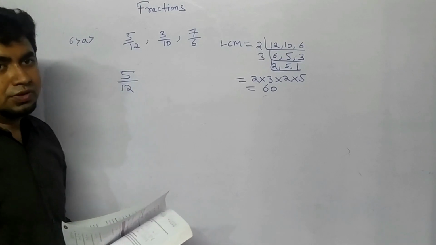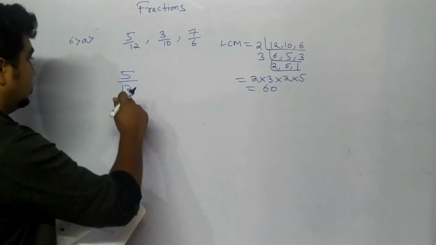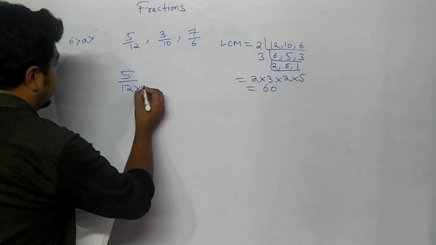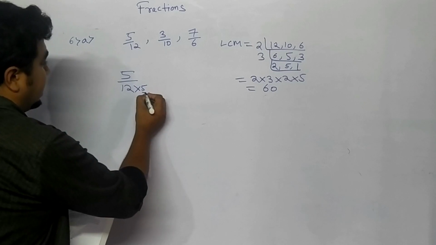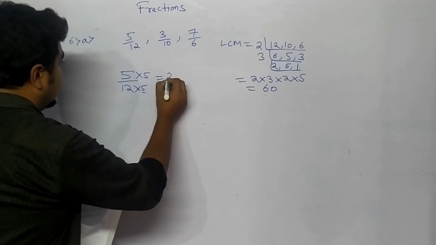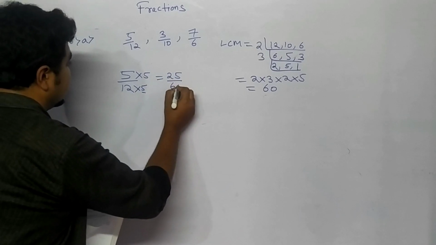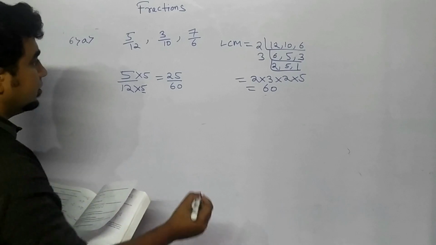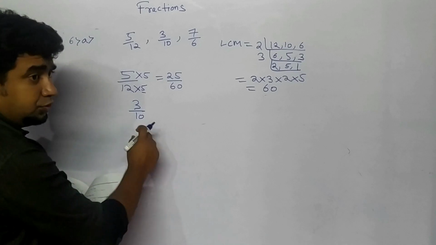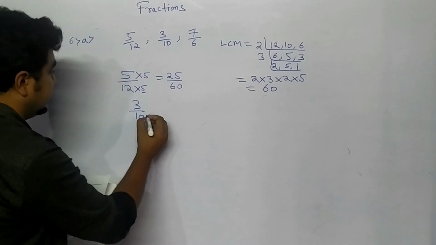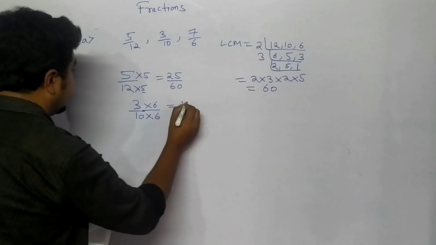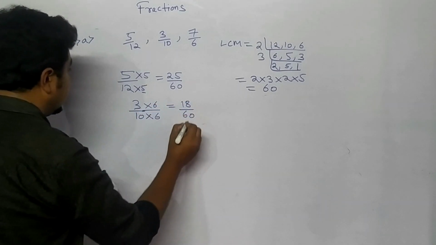5 by 12 is given to us. What will you multiply with 12 so that it becomes 60? 12 into 5 is 60. 5 I have multiplied in the denominator, so you have to multiply 5 in the numerator: 5 into 5 is 25 by 60. This is the first part. Now the second part, 3 by 10. What should be multiplied with 10 to get 60? 10 into 6, and 3 into 6 is 18 by 60.